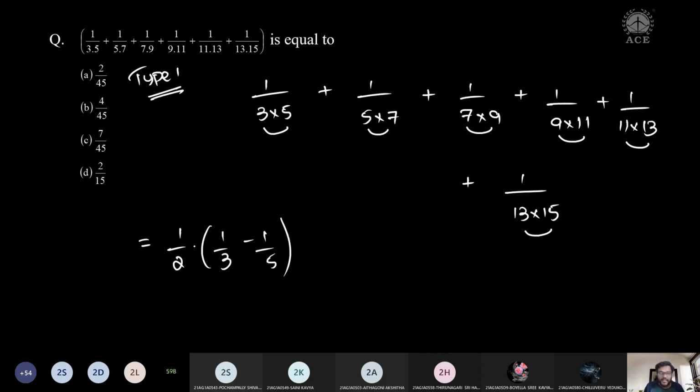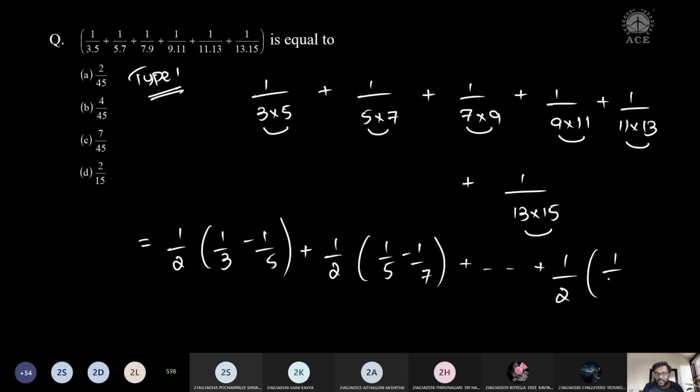The difference is 2, right? The 2 you can put out, 1 by 2 into 1 by 3 minus 1 by 5. See, if you take 5 minus 3, that is 2, and 2 divided by 3 into 5, the 2 will get cancelled. You'll get the same equation again. You can write this 1 by 3 into 5 as 1 by 2 into 1 by 3 minus 1 by 5. Similarly, the second one as 1 by 2 into 1 by 5 minus 1 by 7, the next one, and so on up to the last, 1 by 2 into 1 by 13 minus 1 by 15.